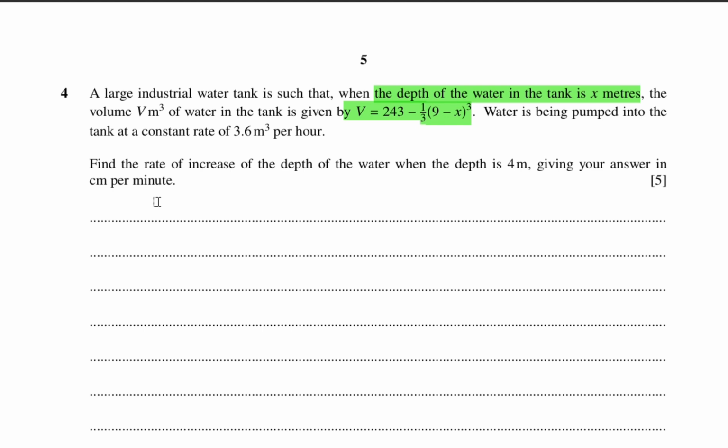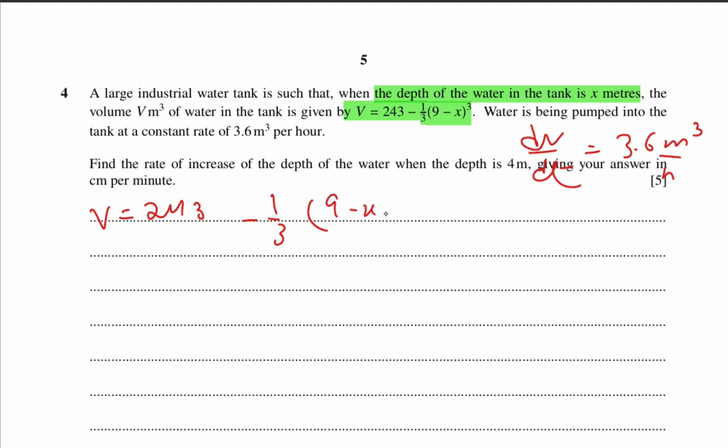So we have to find the rate of increase of depth of water. Water is being pumped into the tank, so it means dV by dt is equal to 3.6 meters cubed per hour. All right, so V is equal to 243 minus 1 over 3 times (9 minus x) cubed. We have to find the increase of depth of water, so that means we are looking for dx by dt.